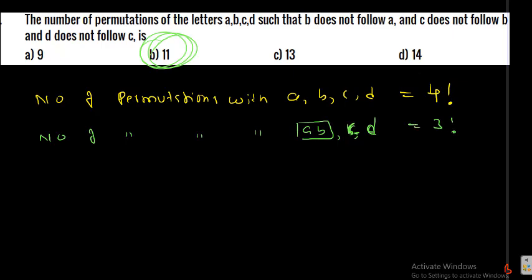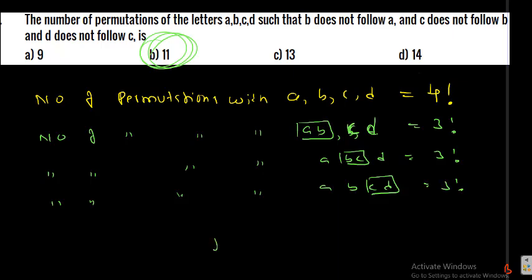In this, a is first, b is second. A, b is taken as 1 unit only, but their places can't interchange. So treating the units, I can arrange in 3 factorial ways. So the number of permutations with b, c taken as 1 unit is also another 3 factorial. And another, c, d taken as 1 unit, that too c first, d next, another 3 factorial.